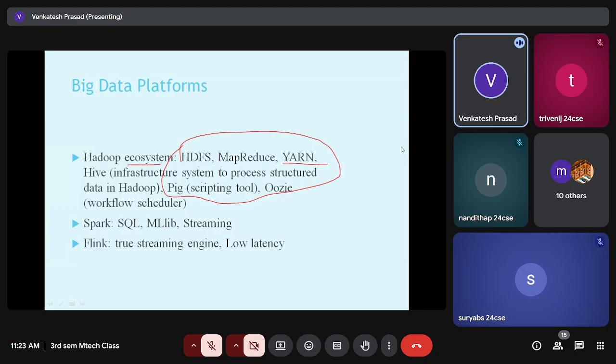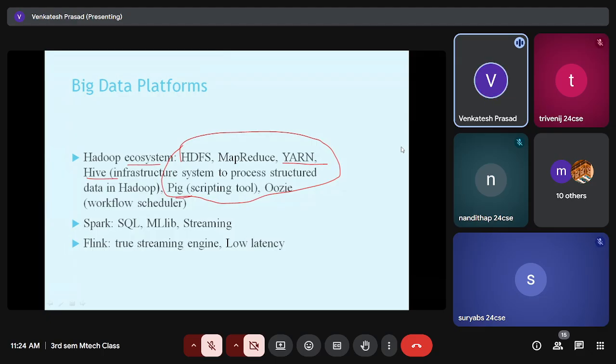Then Hive. Hive is a system to process all the structured data, like database SQL queries, which can all be done on the Hadoop platform. Then there is Pig, a scripting tool which will reduce coding. If somebody uses the Pig language instead of mapper and reducer programs, they will save a lot of coding time.